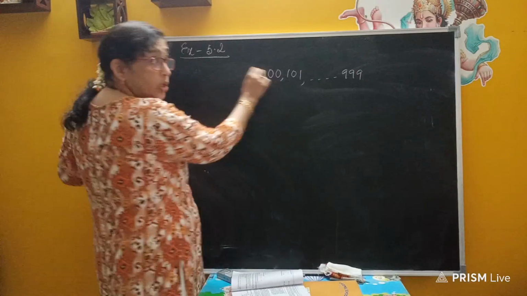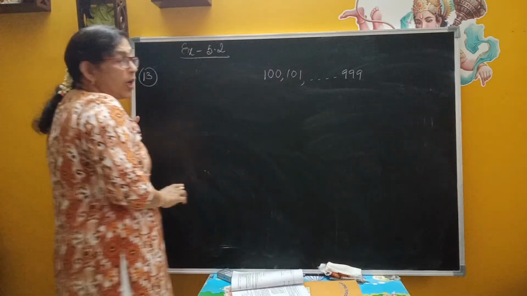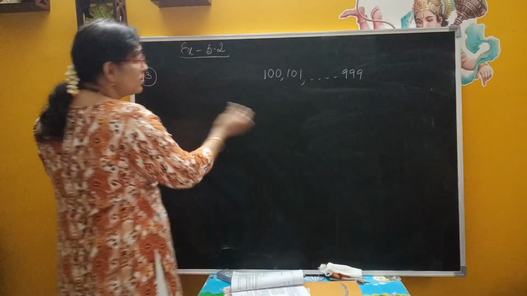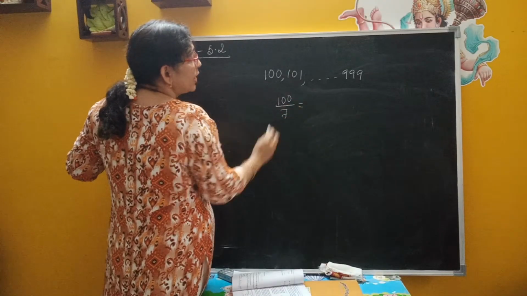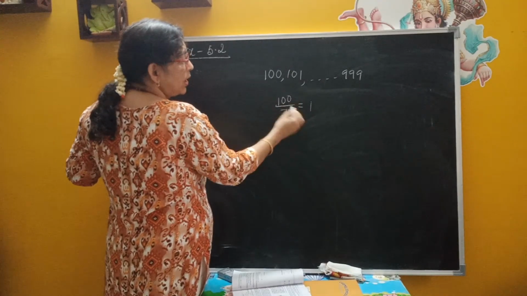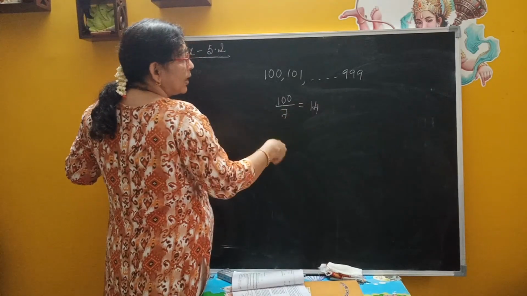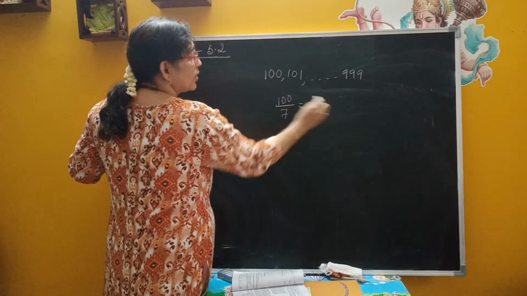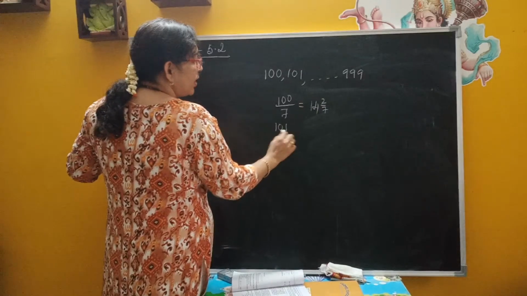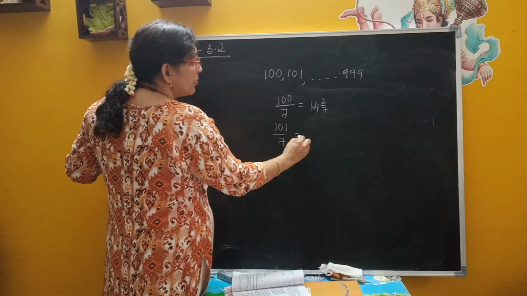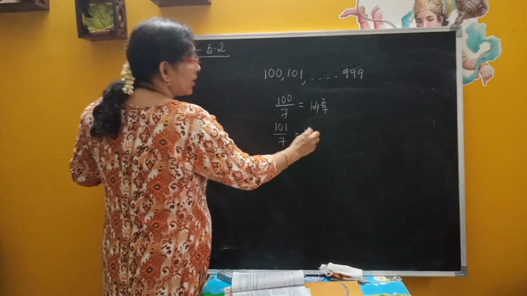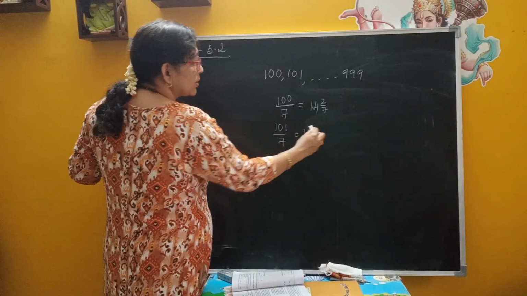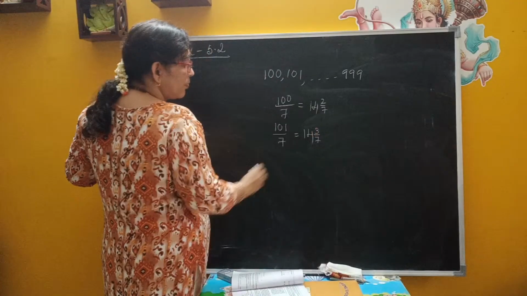So 100, 101, etc. 100 is not divisible. Let us try one by one. Here by 7, what do we get? 7 ones are 7, 30. So 7 fours are 28. What remains? 2 by 7. Next, if I take 101 by 7, what do we get? 7 14s are how much? 98. What remains? It is 3 by 7.